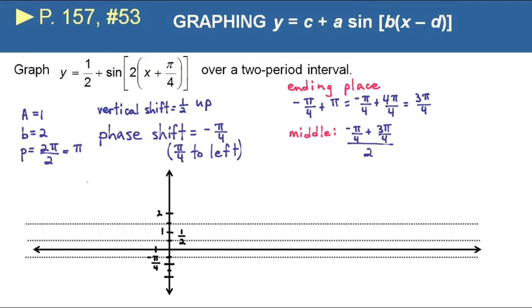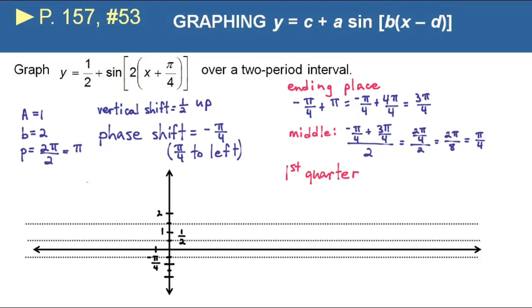For the middle, if we average the start and the end, do start plus end and divide by 2, we'll get 2 pi over 4 all over 2, which reduces to 2 pi over 8, which reduces to pi over 4. And then, well, I can see that the middle goes about pi over 4. Now, you may be able to see now that the first quarter mark is going to have to go right on the y-axis, but let's calculate it.